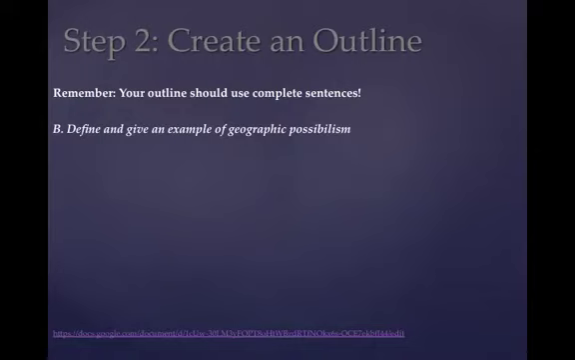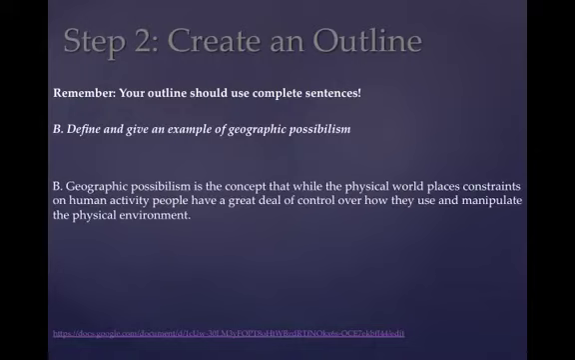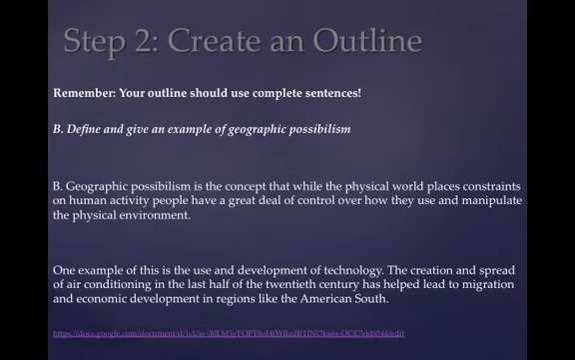Okay, let's look at the answers. So geographic possibilism is the concept that while the physical world places constraints on human activity, people have a great deal of control over how they use and manipulate the physical environment. Okay, that's our definition. One example of this is the use and development of technology.